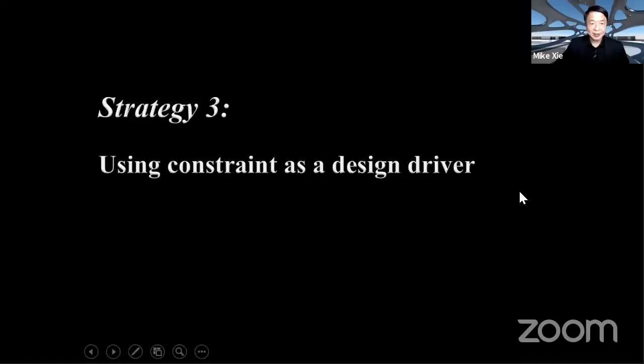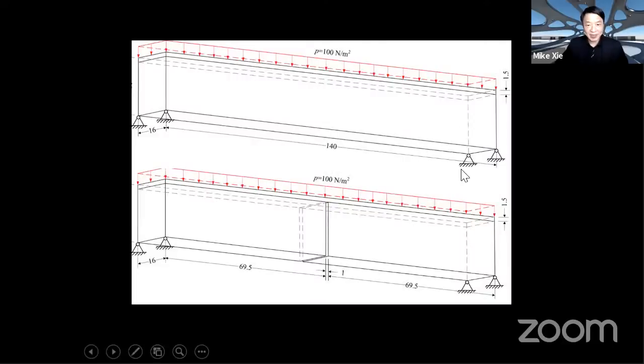And the third strategy we have developed is to use the constraint as a design driver, because often we consider constraint as some limitation. Sometimes you can actually use a constraint positively to create some diverse outcome. So this is an example. In the top arrangement, the material can be applied anywhere. In the bottom, we create a gap in the middle, and this is a geometric constraint. We want to use this geometric constraint to obtain a different solution.